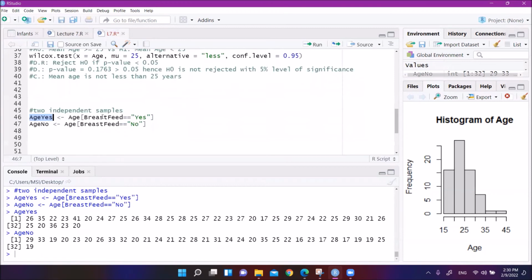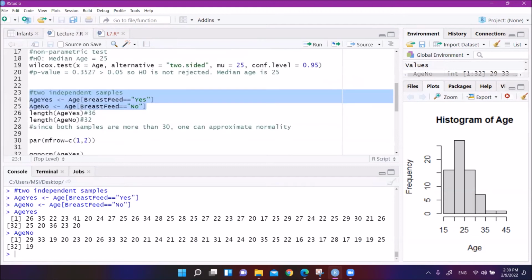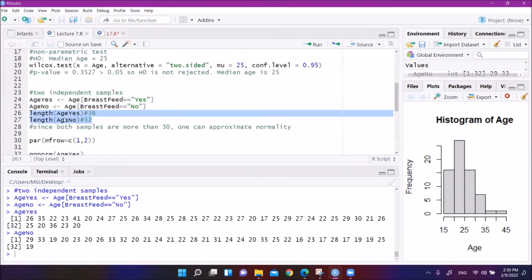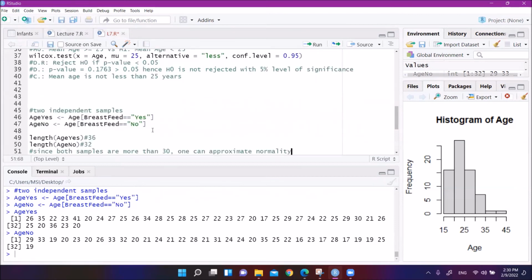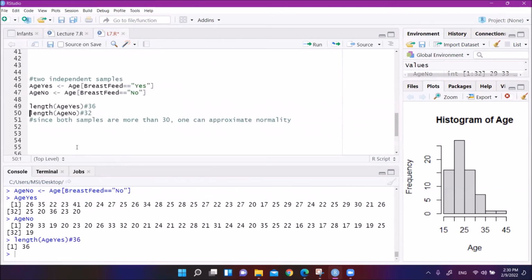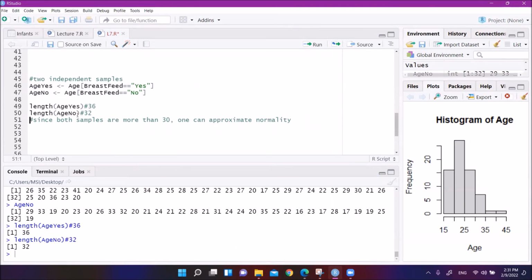Okay. And then I can simply check the sizes of the samples, just in case we have to approximate normality. So that is basically length of this one, length of this one. And I got these answers, 36 and 32. I just copy and paste this code. It's easy for me, time saving. It gives 36. There are 36 observations in the sample where the infants are breastfed, right? And if we run this, I'm getting 32.